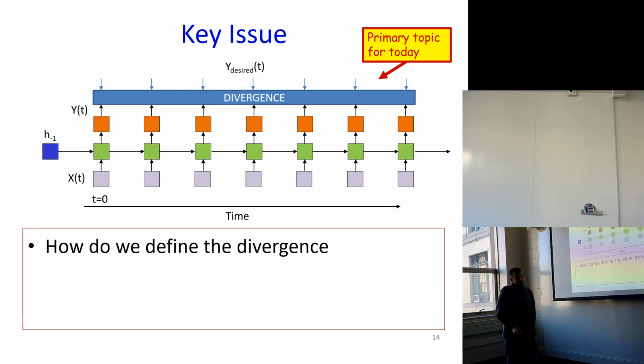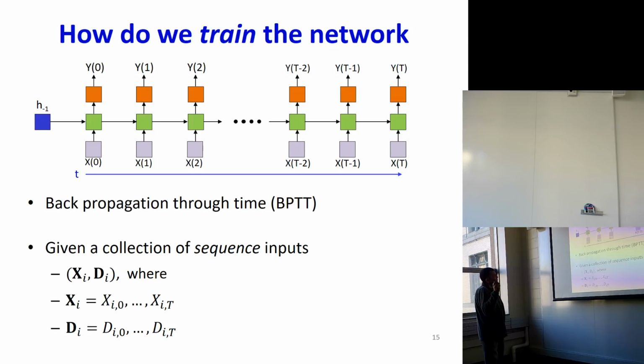Onwards. So the key issue over here is how exactly do you define this divergence? Our ability to train the network depends on defining the divergence. How do we quantify the error between what the network outputs and what we actually want from the network? So first, to understand why this is important and how this actually influences our training, let's go back and look at what happened when we tried to train the network.